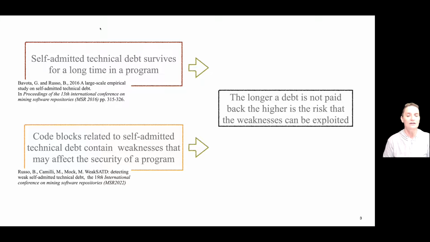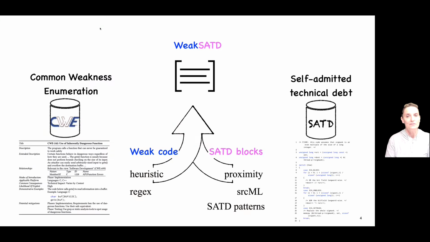In this current initial work, we want to say that code blocks related to SAT contain weaknesses that might affect the security of the program. The two things together might send a message to developers that the longer a debt is not paid back, the higher is the risk the weaknesses can be exploited.